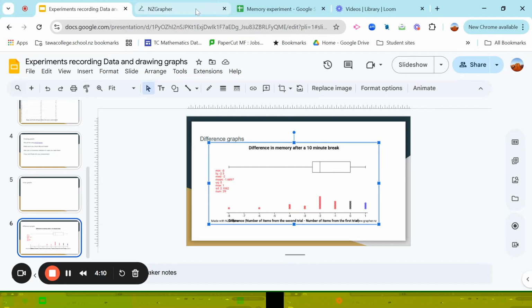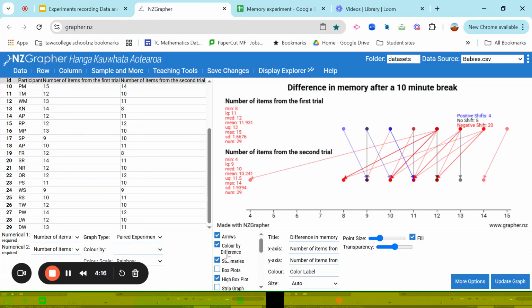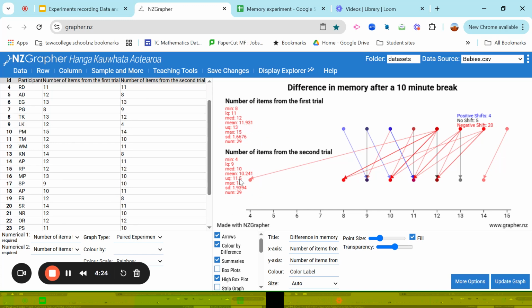The second graph we're going to be drawing is the arrows graph. So we've got our summaries here from the first trial. The mean of the first trial was 11.93 items. The mean of the second trial was 10.24. All of our information is here. Over here, we can see that we had 4 positive shifts, so a gain. We had 20 negative shifts, so losses, and 5 people who stayed the same.